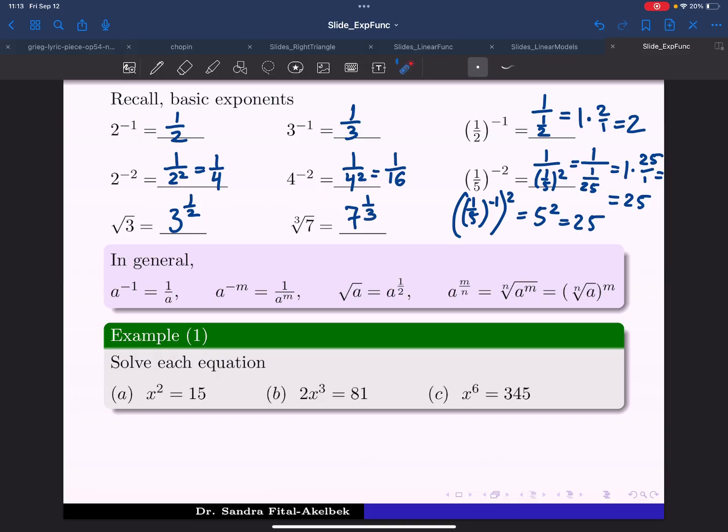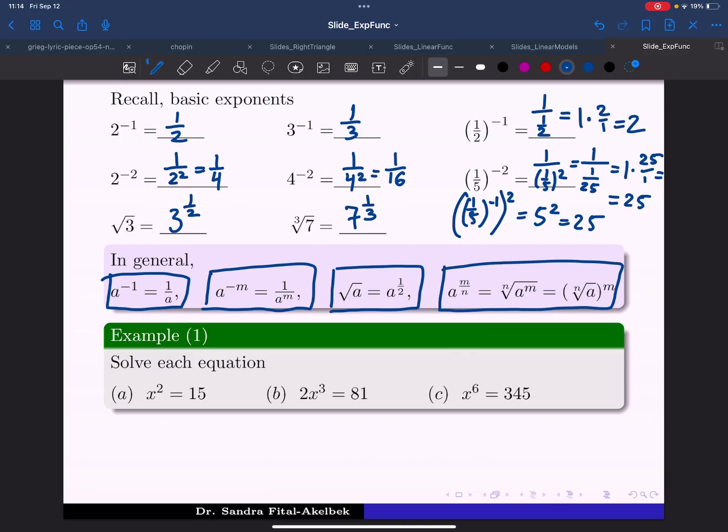And here we have all the formulas. a to negative 1 is 1 over a. So this is my first. Then we have a to negative m. It would be 1 over a to the power m. If I have a square root, this is a to the power 1/2. And for any nth root, this equation holds. So n is the root's nth root, and m is the power. And this we can either write with the m under the root or the m outside.